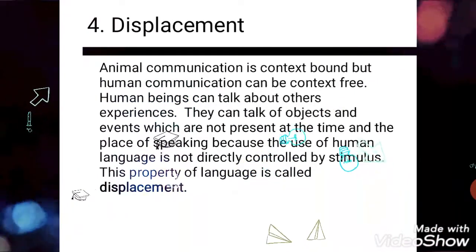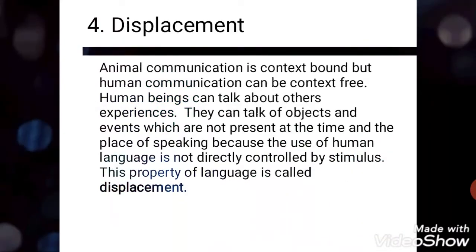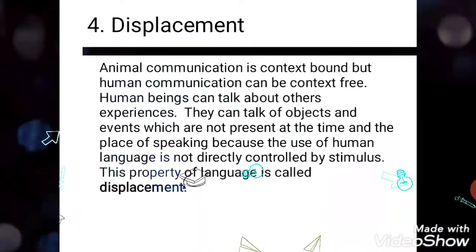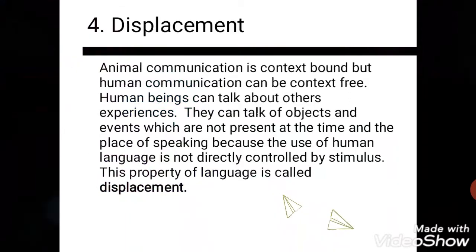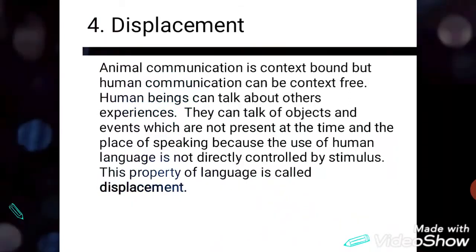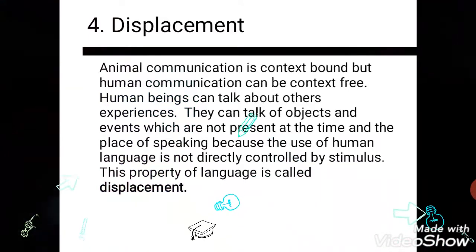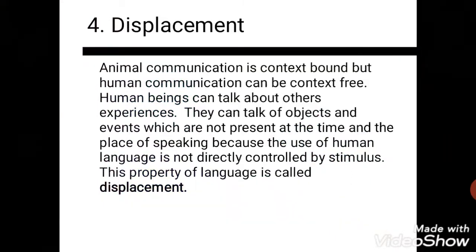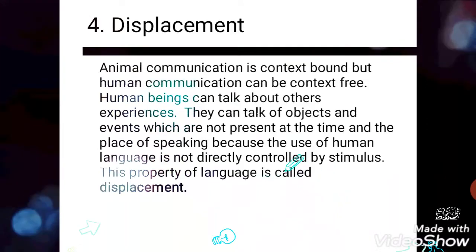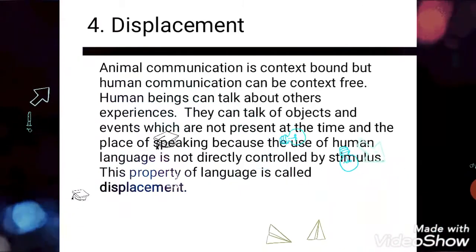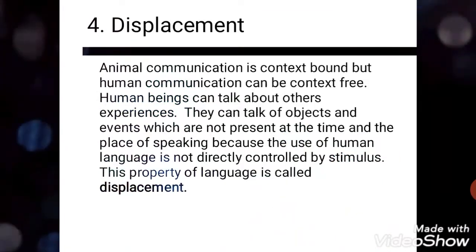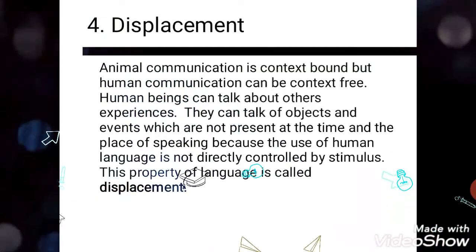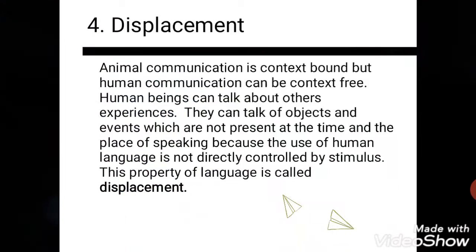Fourth one is displacement. Animal communication is context bound, but human communication can be context free. Human beings can talk about others' experience. They can talk of objects and events which are not present at the time and the place of speaking, because the use of human language is not directly controlled by stimulus. This property of language is called displacement.